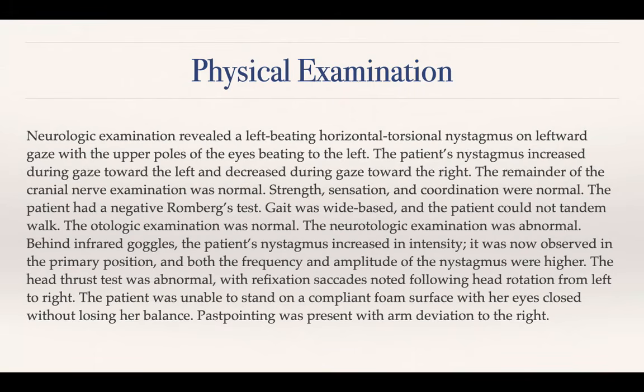Past pointing was present with arm deviation to the right. It's a very important point what we're talking about here, past pointing. Past pointing is sometimes considered as a cerebellar sign, but why do we see that? In the vestibular neuritis is what we are going to see further. Past pointing was present with arm deviation towards the right. So past pointing was seen towards the right, not towards the left. This person has a left beating nystagmus and the past pointing was towards the right.